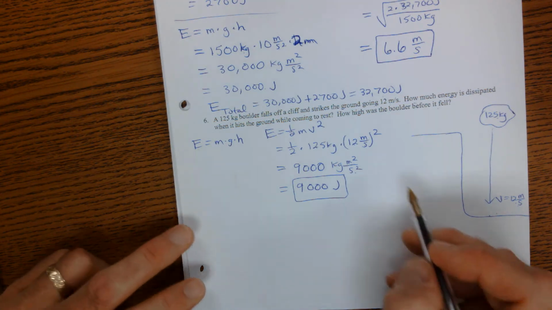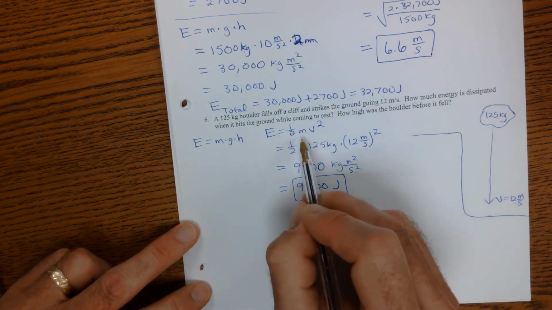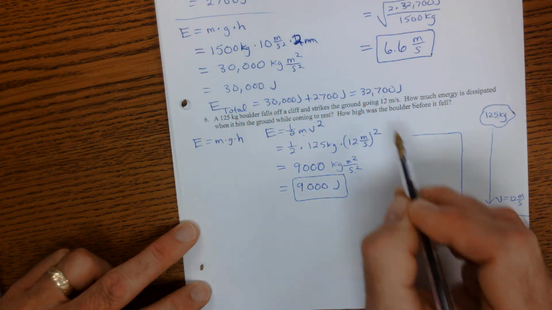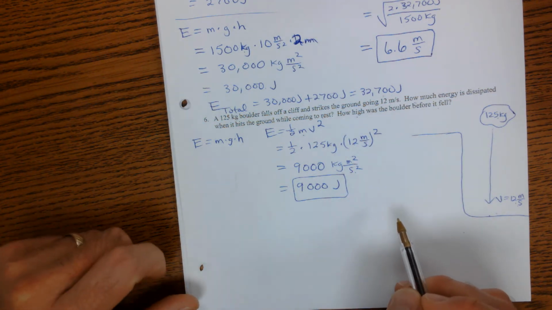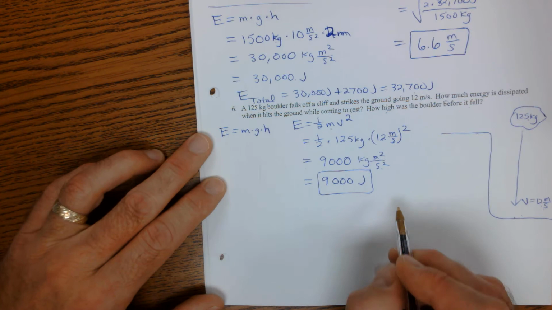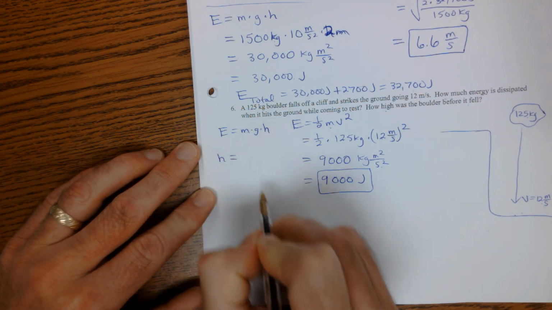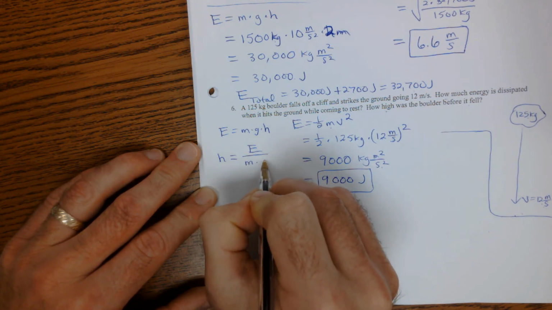Now, in order to find the height that the ball was before it fell, I've got to work backwards and say, well, all of this kinetic energy came from gravitational potential energy. And since I want to know how high that thing was, we can refer back to a formula that we wrote down and used earlier. We just simply rearranged this equation and said height is equal to the energy divided by the mass times gravity.